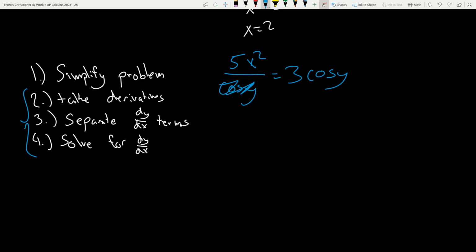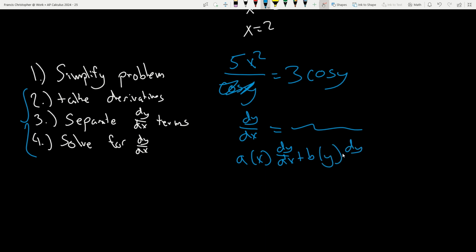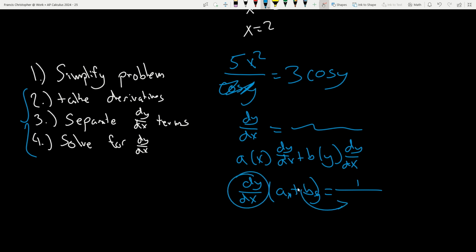We're going to separate all the dy over dx terms, usually on the left, and then the non-dy/dx terms. If there are multiple, like if you have a of x dy/dx plus b of y dy/dx, we can factor out the dy/dx, and then we'll divide everything here to solve for dy/dx. But that's just an algebra problem.